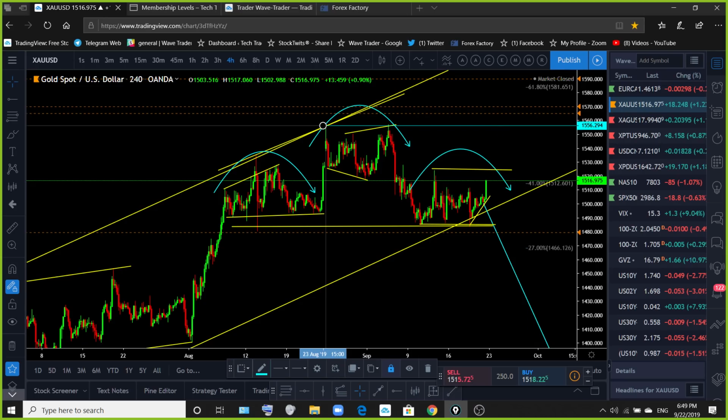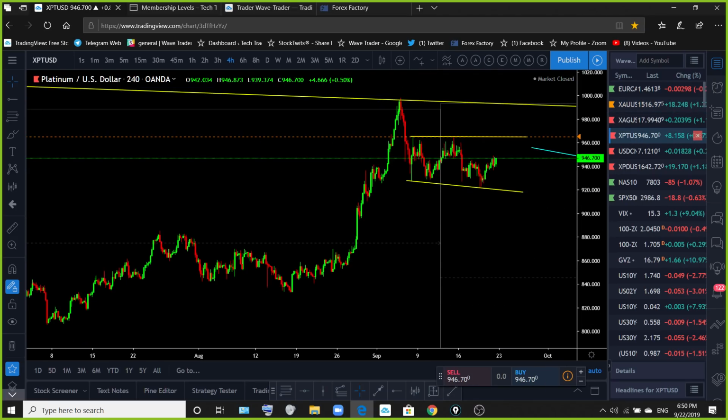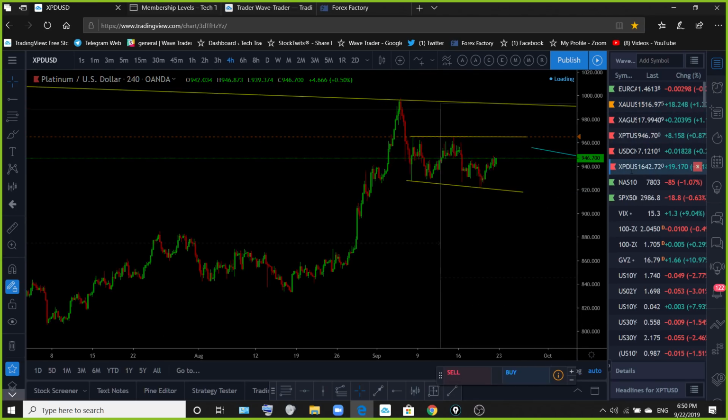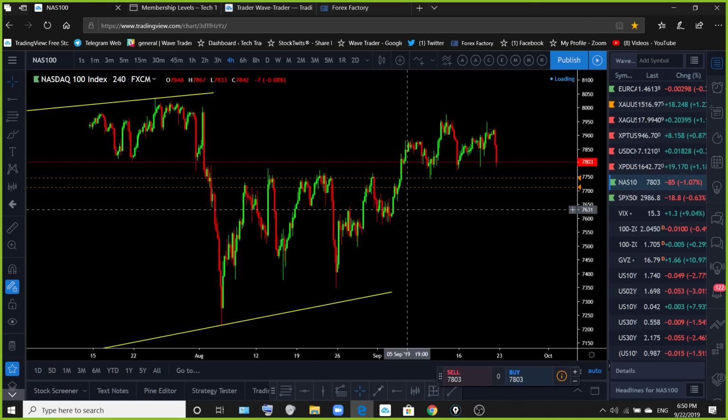Banks have already gone for easing. Now they are looking for this issue to be solved, the trade war issue. And platinum to go down, and palladium we are neutral. We don't have a setup on that. It is just pushing higher.